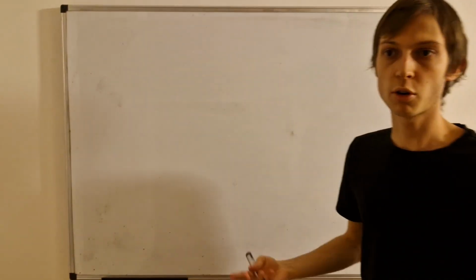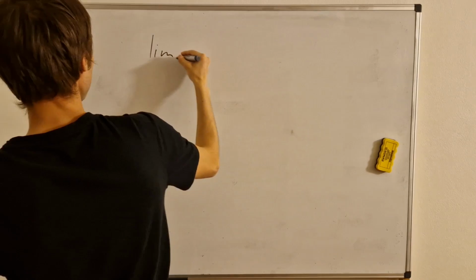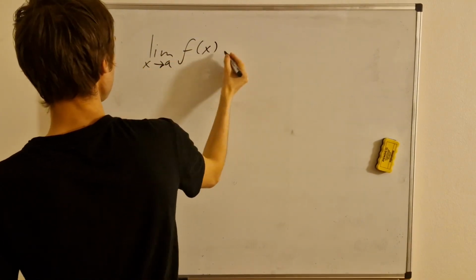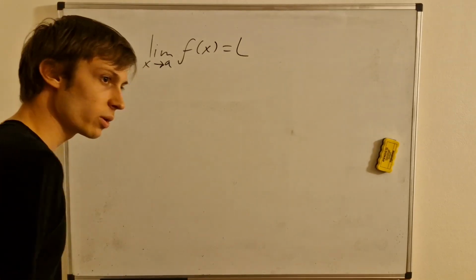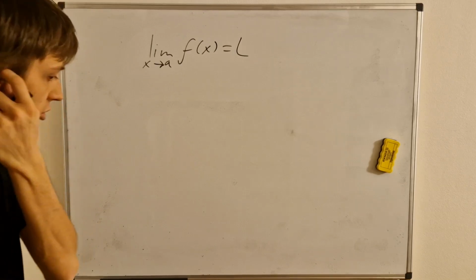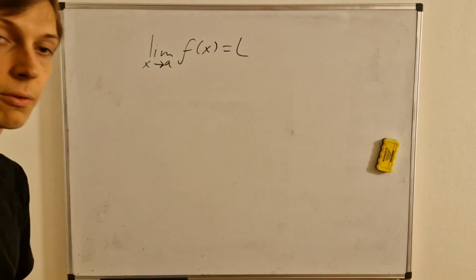In this video, we will talk about the definition of a limit of a function. So let's say we have the limit as x approaches some value a of f of x, and that will equal L. We're considering the case where L is a finite real number and a is also a finite real number, so we're not looking at a limit that equals infinity or something.